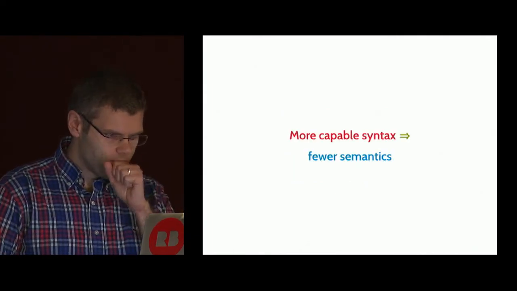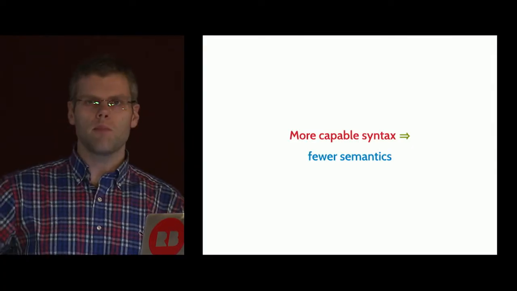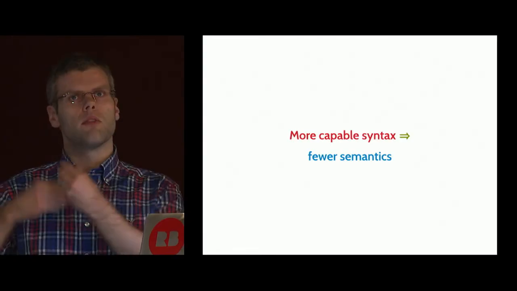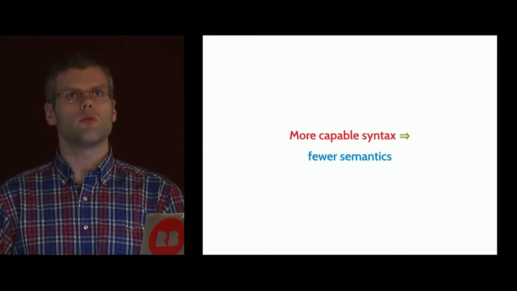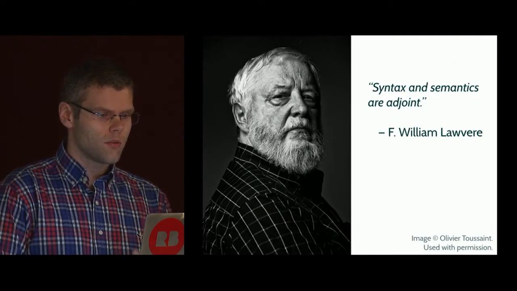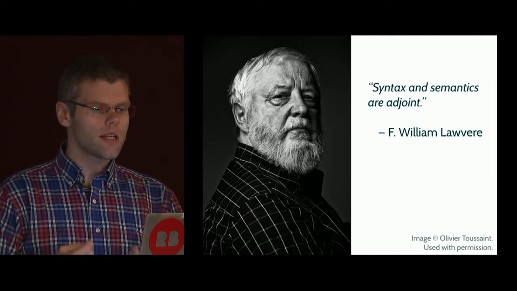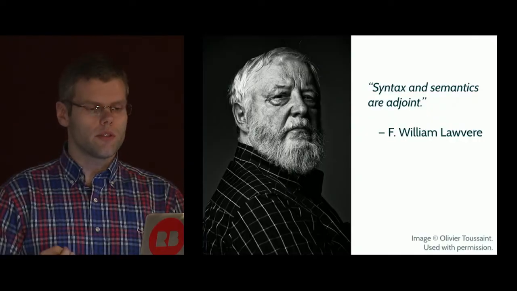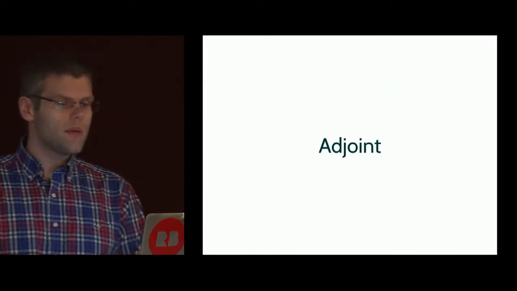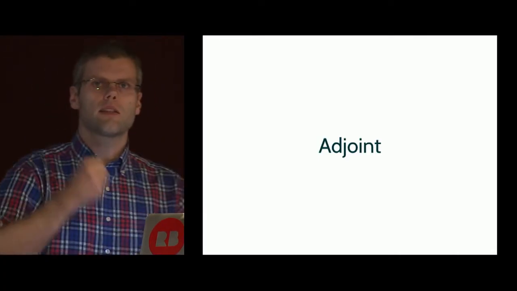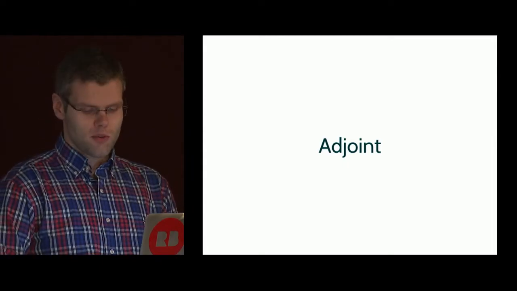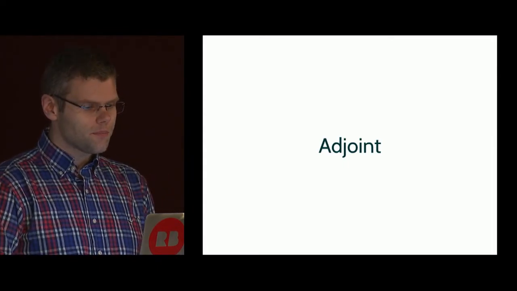So another way of putting this is that the more capable your syntax is, the fewer logical semantics you might be able to choose for that syntax. In the words of William Lawvere, syntax and semantics are adjoint, right? So what does that mean? What does it mean for syntax and semantics to be adjoint? Well, it means something very similar to what we've just been talking about.